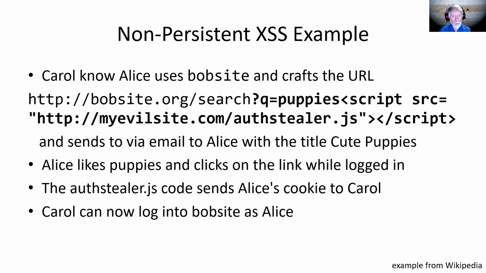And so Alice is going, but Carol is going to go out and get Alice. So she creates this link, and you can see it goes to bobsite.org on the search function because it's going to make a search. And we're going to search for puppies because we know Alice likes to look. We'll put it out there with a title, cute puppies. I might note that when you put a link in email or on a web page, you can specify the text that's going to appear on the screen. And it doesn't in any way have to match the URL that you're going to connect to. Typically, you'll say something like cute puppies and the URL will be what you see here. Or you'll say click here, H-E-R-E.